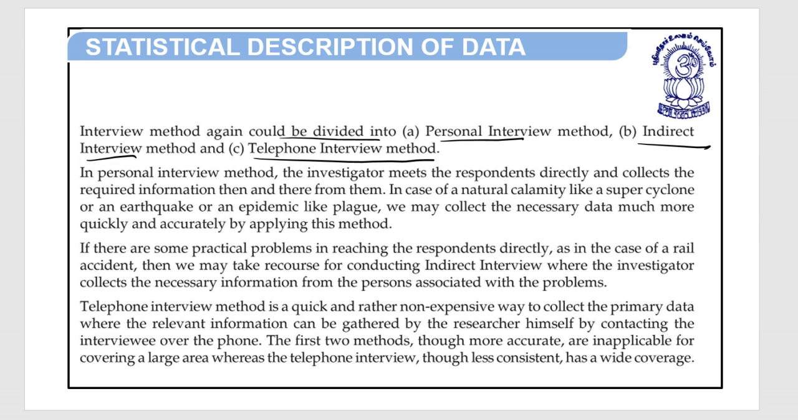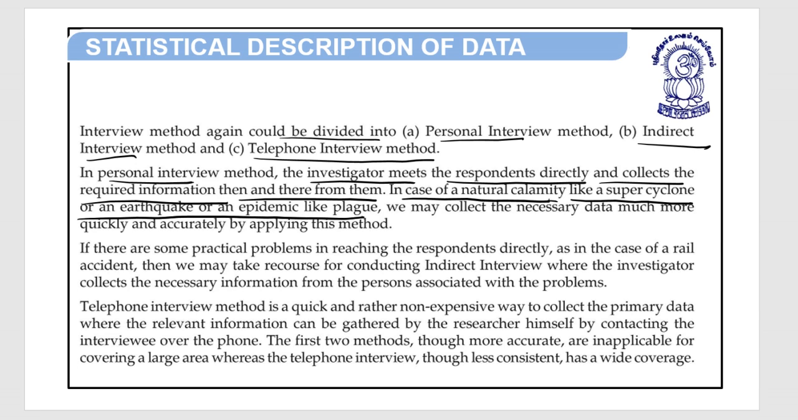Interview method is divided into three parts: personal interview, indirect interview, and the third one, telephonic interview or telephone interview method. In personal interview method, the investigator meets the respondent directly and collects the required information then and there from them. In case of a natural calamity like a super cyclone or an earthquake or an epidemic like plague, we may collect the necessary data much more quickly and accurately by applying this method.